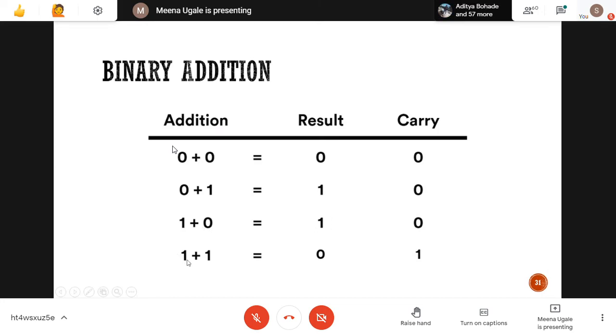And when I add 1 plus 1, this is very important. When I add 1 plus 1, the result will be 0 and the carry will be 1. You always remember this. For addition, 0 and 1 have no problem. When both bits are 1, your result will be 0 and a carry will be generated as 1. So 1 plus 1 is 0, carry is 1. Always remember this as a thumb rule for any kind of binary addition, whether it is sign magnitude, 1's complement or 2's complement. The rules are the same.